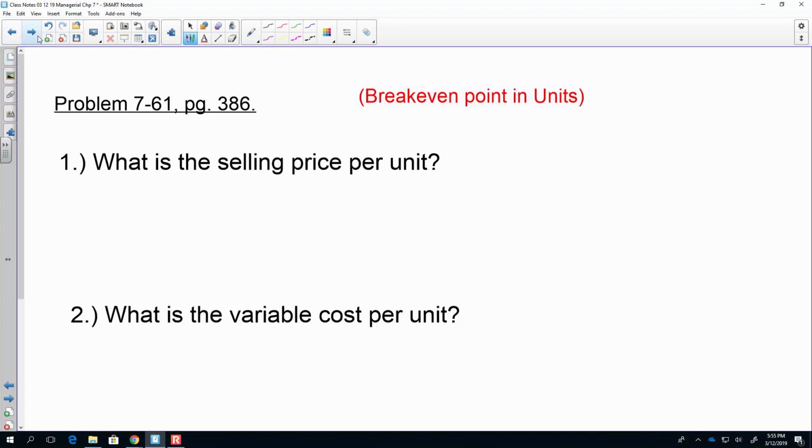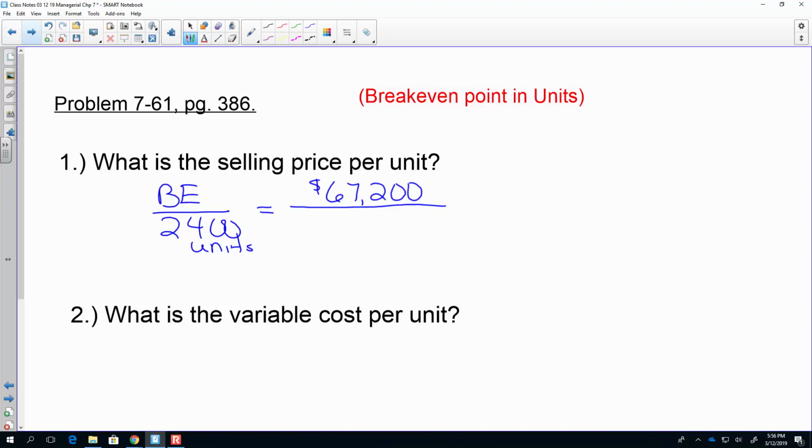386, are we there, guys? Break even is 2,400 units, equals what? What's my top number? Total fixed cost, which is what? 67. Good so far. All right. That was the easy one.